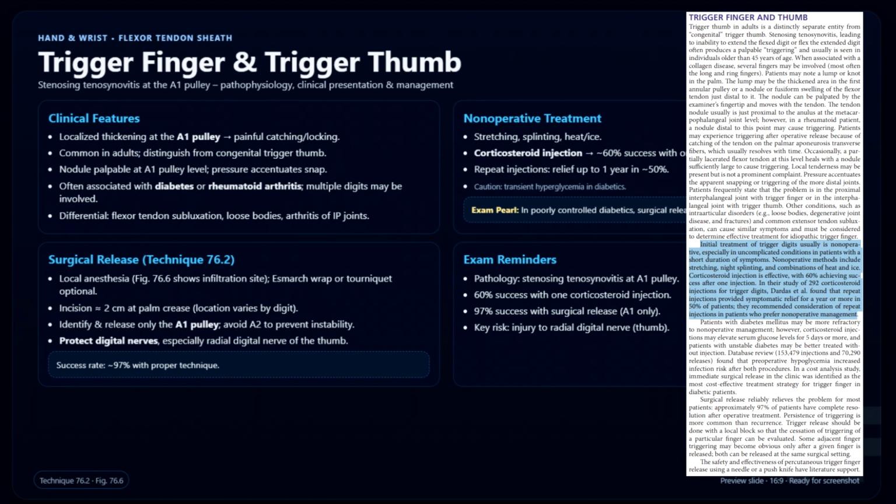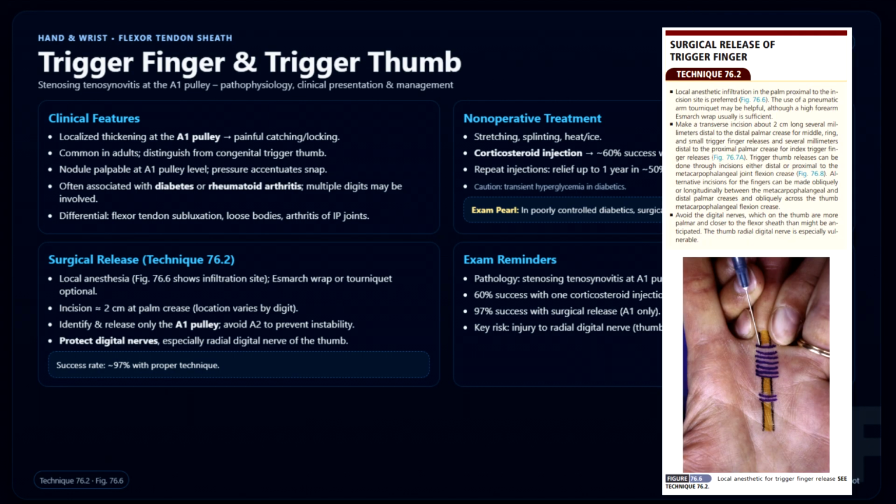According to large database studies, surgical release reliably solves the problem in up to 97% of patients, but persistence or recurrence can occur. An important teaching point for exams is that surgical release should ideally be performed under local anesthesia, often in a clinic or minor procedure setting, as this has been shown to be both safe and cost-effective.